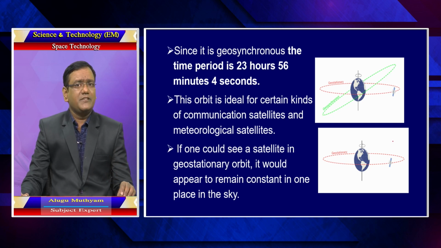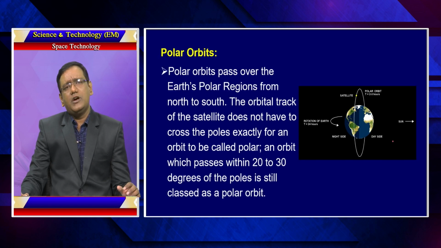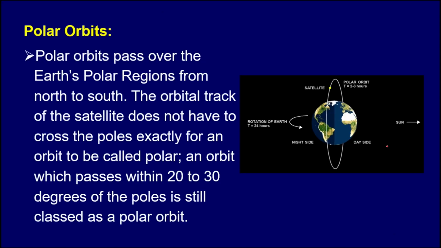So for that reason, we use this orbit for satellites that are used in telecommunication. So simply we can tell that for telecommunication we will use geostationary orbit. So what are polar orbits? Polar orbits are nothing but these orbits that actually pass over the Earth's polar regions from the north to south.